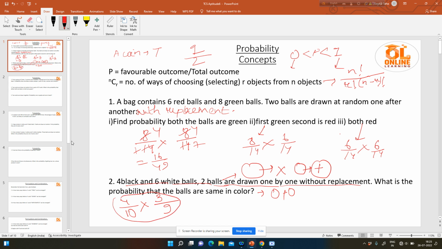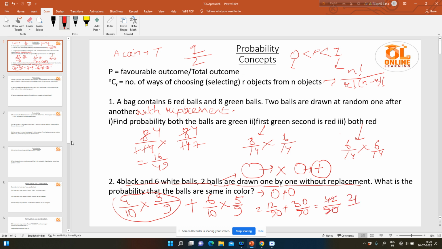Now if both are white, that would be: two balls black or two balls white. So there is an or condition, so we are doing plus, right? So now 6 white balls, so 6 by 10 into, and the second ball should also be white, so there is an and condition, we are multiplying. So 6 by 10 into 5 by 9. Okay, so we just need to solve it now. So what would it be? 12 by 90 plus 30 by 90. Now solve. If we take 90 as common, then it would be 42 by 90.